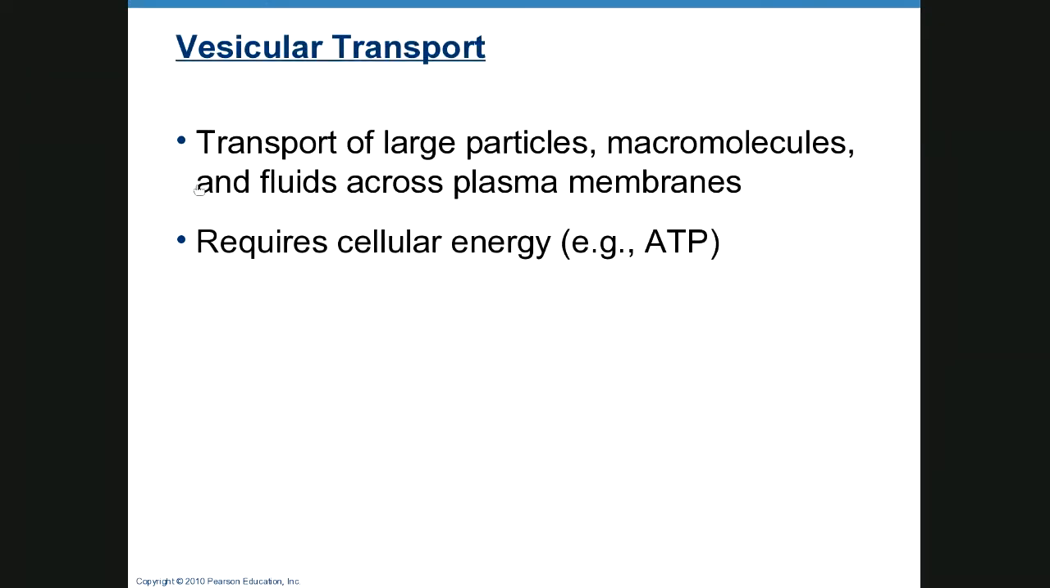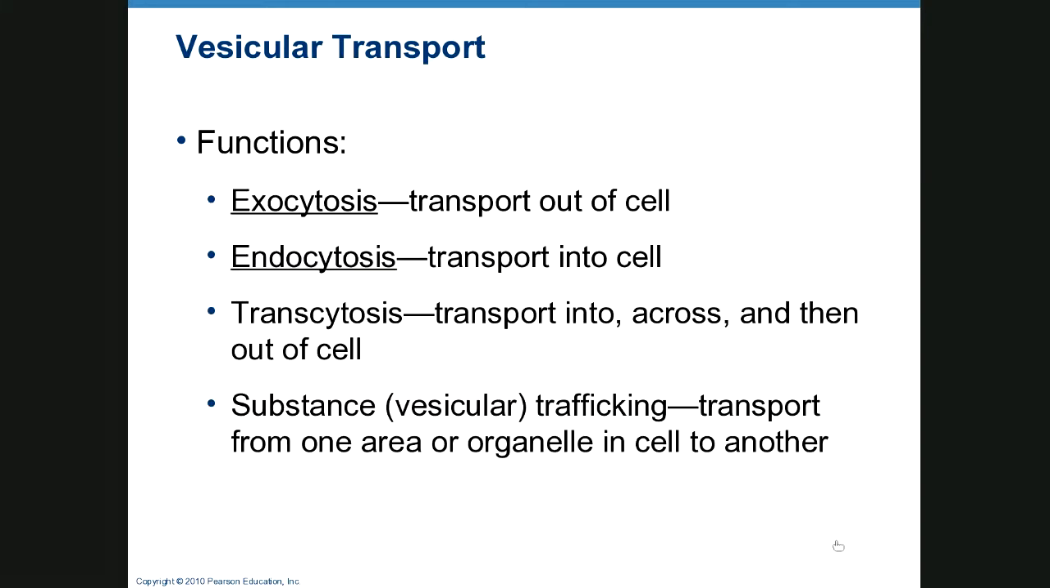Vesicular transport. A vesicle is a little packet of stuff, large particles, macromolecules, and it does require ATP. Okay, exocytosis, stuff going out of the cell. Endocytosis, stuff coming into the cell. Transcytosis, transport into, across, and then out of the cell, so all the way through. And then vesicular trafficking, transport from one area or organelle in the cell to another.